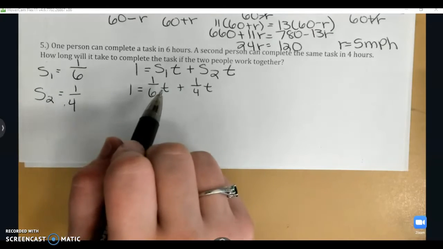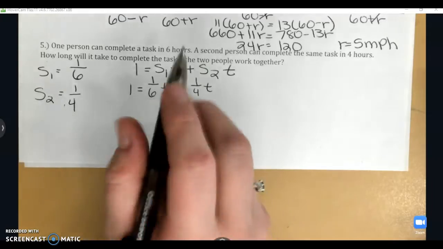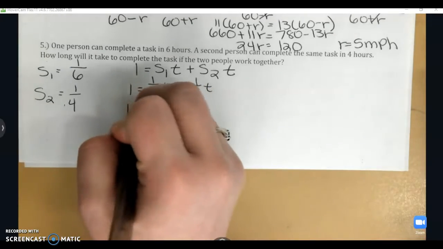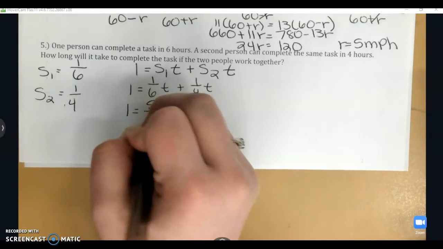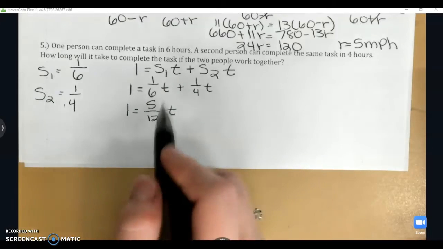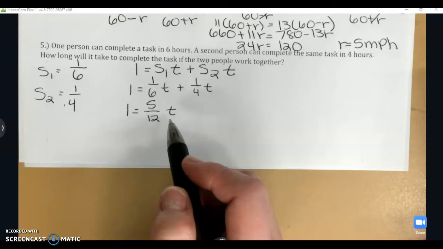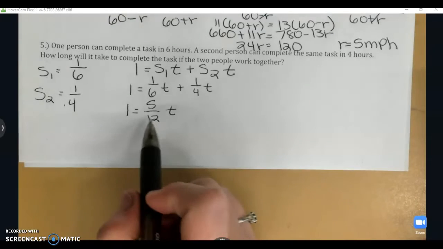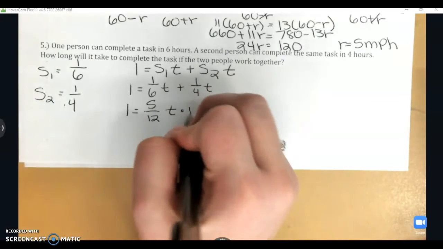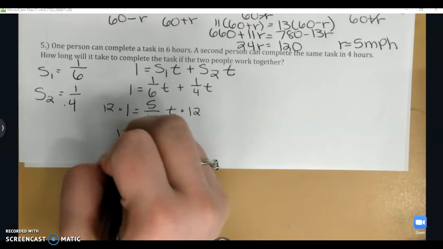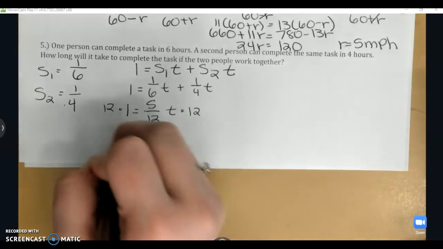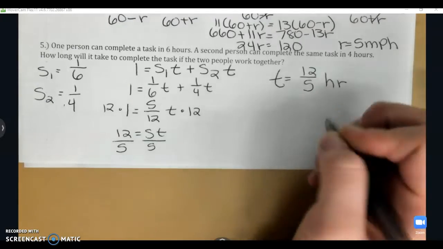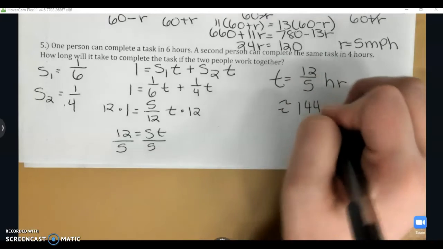Now, these are like terms, so I can add them. 1/6 plus 1/4, you can do that by hand, getting a common denominator, or just type it into your calculator. And you're going to get 5/12 t. Now, t is what I'm solving for, so I need to get t by itself. If you already recognize that you can just multiply by the reciprocal, that's great. If not, you'll just need to do this one step at a time, first by canceling your denominator. So 12 is equal to 5t, and then divide. And we get that time is 12/5 of an hour, which is approximately 144 minutes.